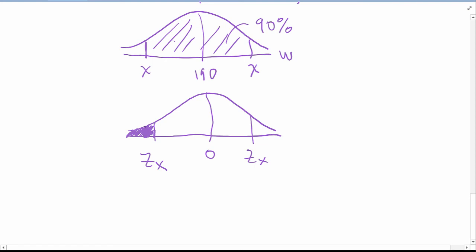So if this is 90, then in the tails I'm going to have 10% of the data, or in this left tail I'm going to have 5% of the data, which corresponds to a decimal of 0.05. So what I'm going to do is go to the negative table and get the corresponding z-score for an area of 0.05 to the left. Let's see what that is.